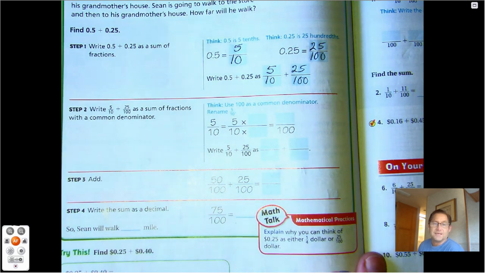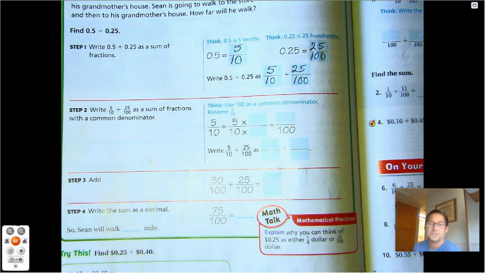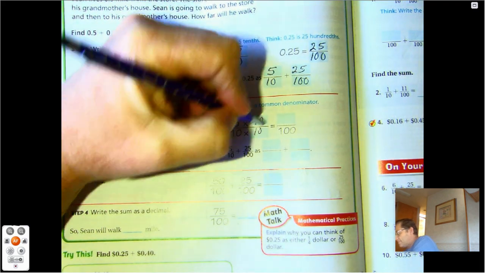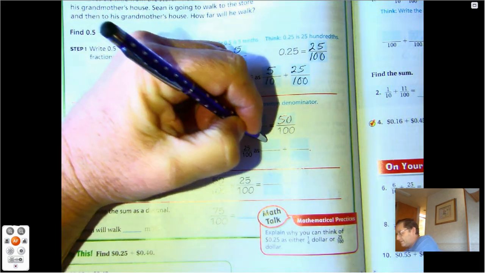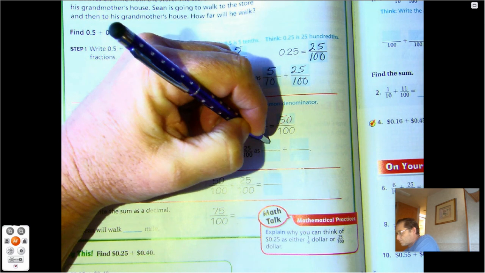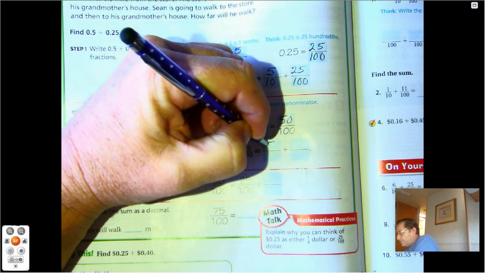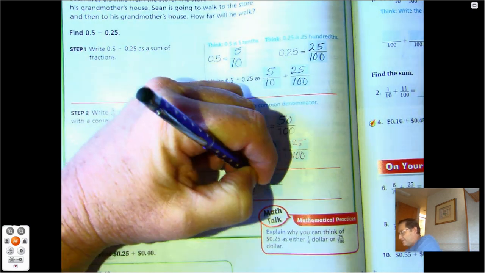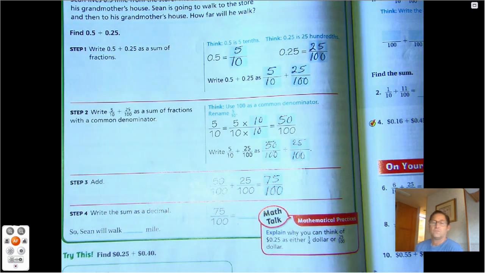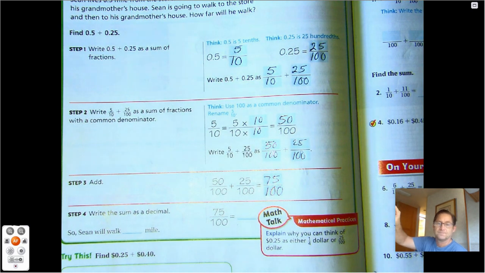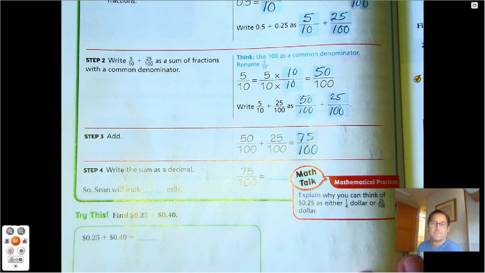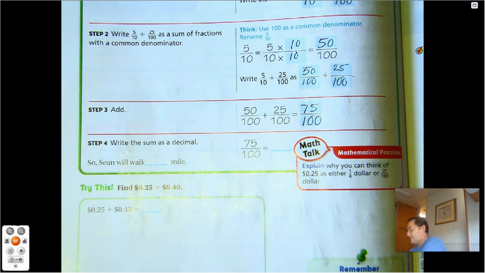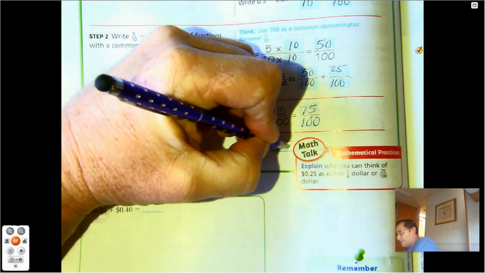So we can now write the sum 5/10 plus 25/100ths as a sum of fractions with a common denominator. 5/10 times 10 over 10, 50/100ths. So 50/100ths plus 25/100ths gives us 75/100ths. And now write the sum as a decimal. So 75/100ths as a decimal is 0.75.